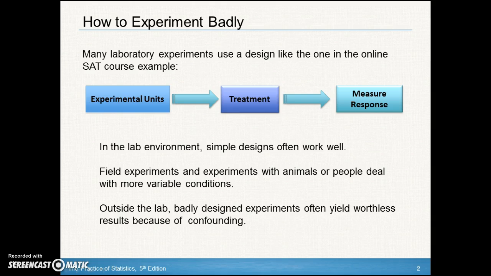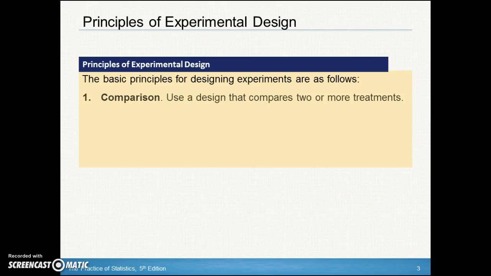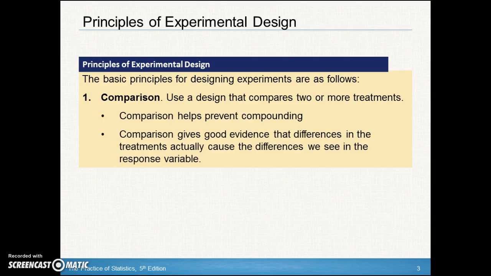So how do we prevent confounding? The easiest way to prevent confounding is actually the first one of our principles of experimental design, and that is the idea of comparison. And comparison, or comparative experiment, is an experiment in which we compare two different treatments. So in this particular example, a comparative experiment would be where some students are taught the SAT course in a classroom and other similar students take the course online.